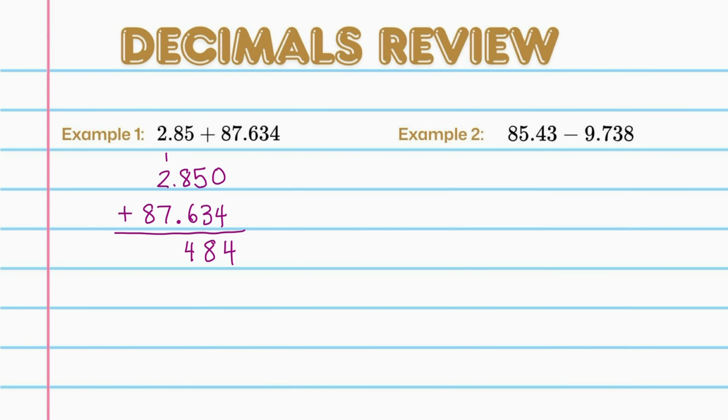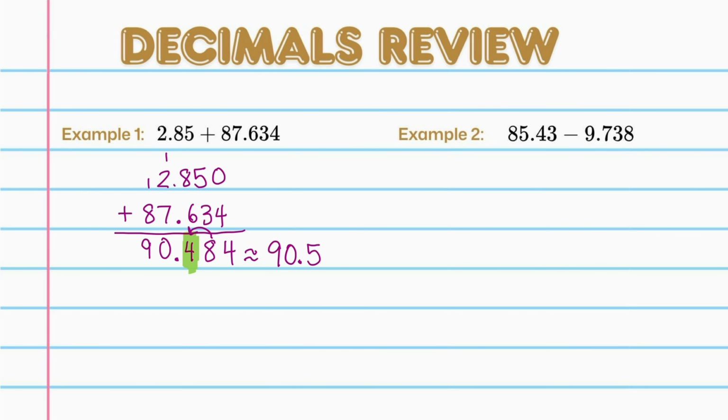We have 2 plus 1, which is 3, plus 7 is 10. And then 8 plus 1 is 9. We bring down our decimal place, and our answer is 90 and 484 thousandths. If I want to round to the nearest tenth, I identify that tenths place. And then this 8 is going to tell my 4 to go up. So if I round to the nearest tenth, my answer will be 90 and 5 tenths.